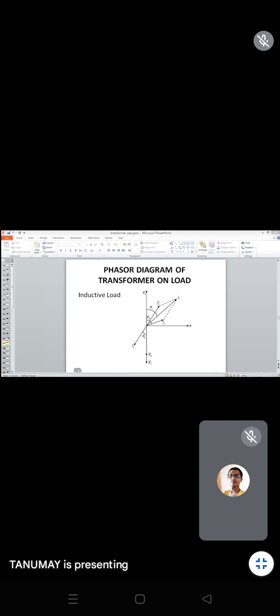Initially the current was I0. I told you earlier, in the no load case, whenever there was no load on the secondary side, the current was I0. Now as we have connected a load on the secondary side, it will try to extract one extra current I2 dash from the primary side.